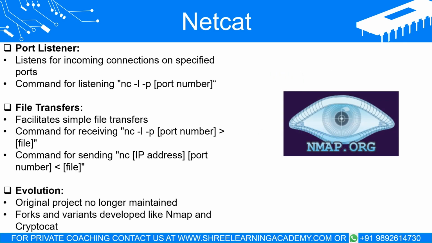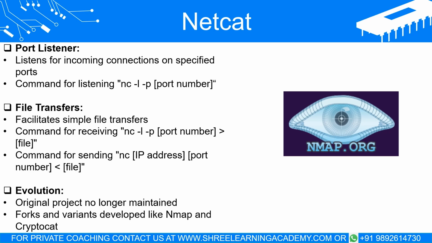Netcat started as a standalone project but is becoming increasingly challenging to find in this form. While the original Netcat project is no longer actively maintained, several forks and variants have been developed to extend its functionality and maintain its relevance. One of these forks is Nmap, which bundles Netcat in its suite of network tools. Nmap, also known as Network Mapper, is a free and open source utility for network discovery and security auditing. When you install Nmap, you also receive Netcat, ensuring that the utility remains easily accessible for those who need it.